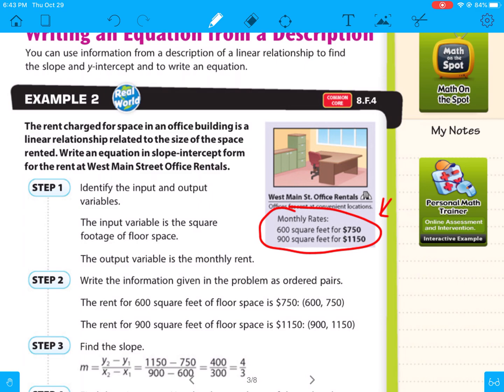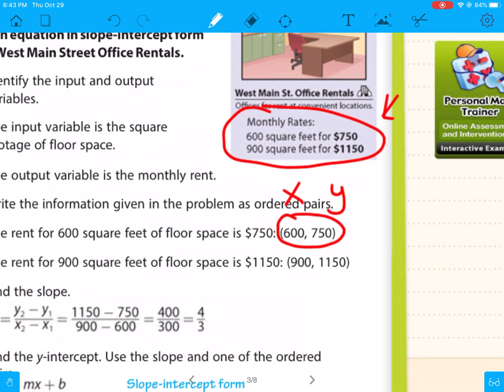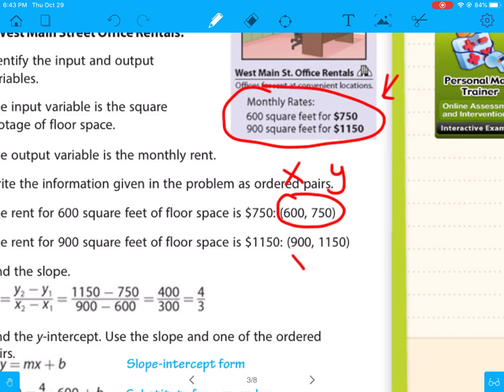So write the information given in the problem as ordered pairs. So the first ordered pair you're going to have is 600, 750. With your 600 being your X, 750 is your Y. Then your next ordered pair is 900, 1150. So that's your X, that's your Y.